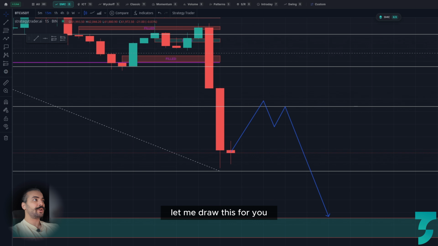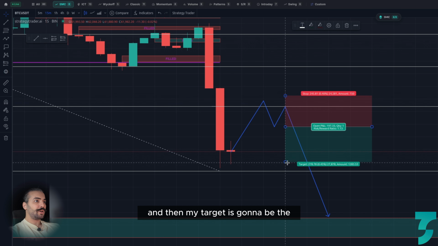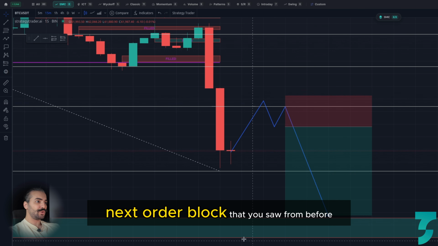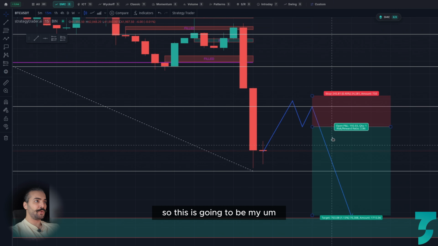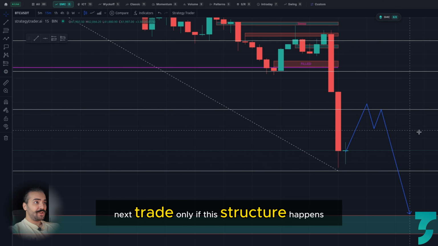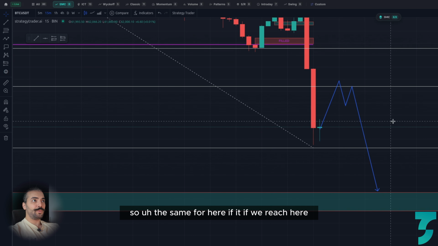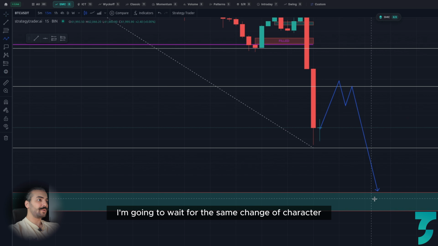Let me draw this for you. So my stop loss is going to be here, and then my target is going to be the next order block that you saw from before. So this is going to be my next trade, only if this structure happens, only if we break below this. So the same for here. If we reach here, I'm going to wait for the same change of character.